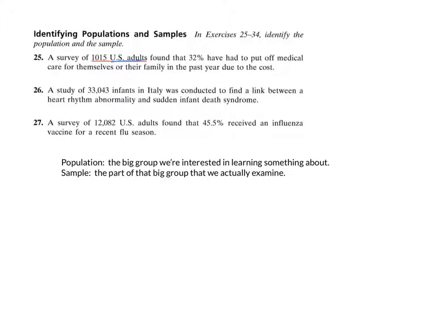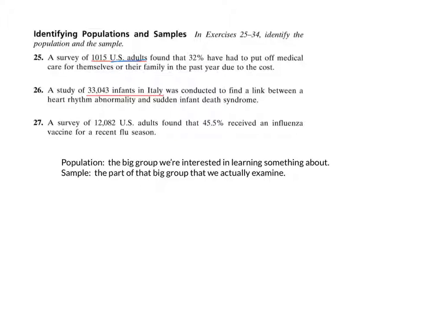It says a study of, and here's the group we examined, 33,043 infants in Italy. There's our sample. Was conducted to find a link between a heart rhythm abnormality and sudden infant death syndrome. So clearly we've identified that the smaller part, and it's not that small in this case, but the smaller part of the population that we examined were these 33,000 plus infants in Italy.